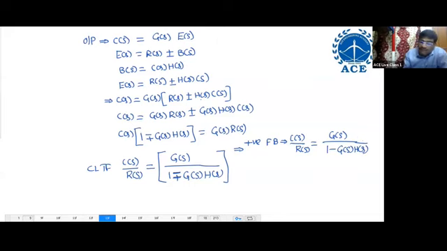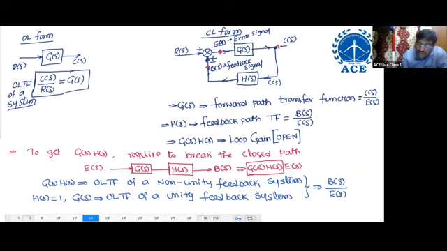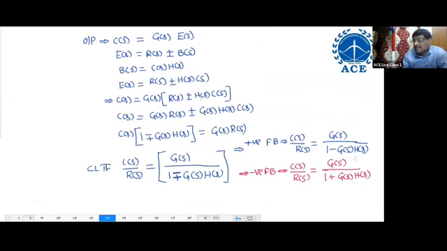Whereas for negative feedback, what is C(S)/R(S)? C(S)/R(S) equals G(S) by 1 plus G(S)H(S). This is called the closed loop transfer function. This is the loop effect. Because of this closed path, we are getting this gain, this transfer function. So for positive feedback it is G by 1 minus GH, for negative feedback it is G by 1 plus GH. Okay.